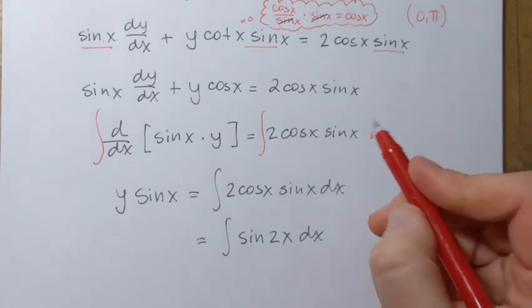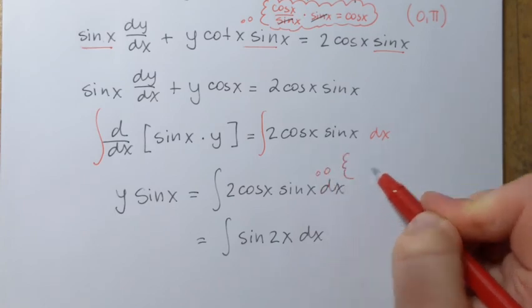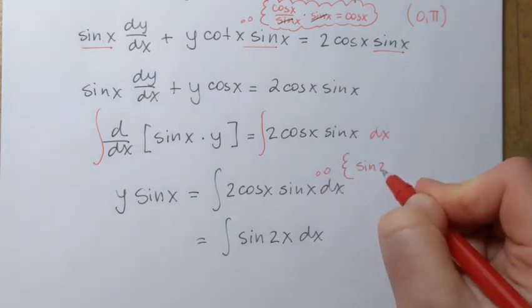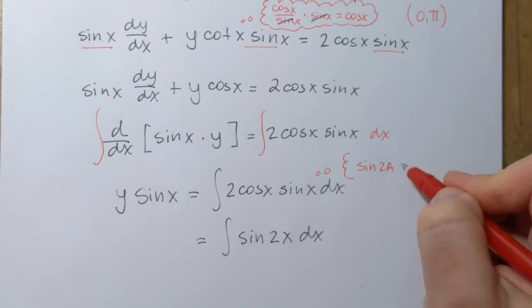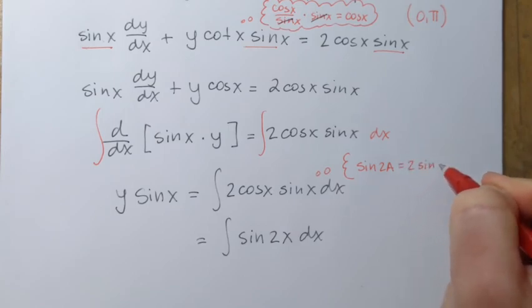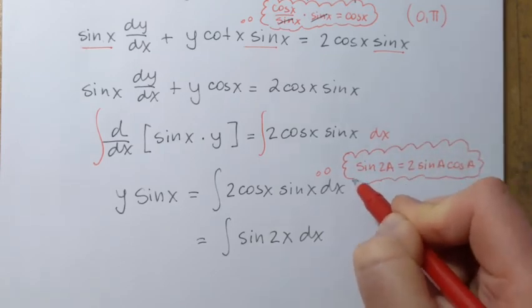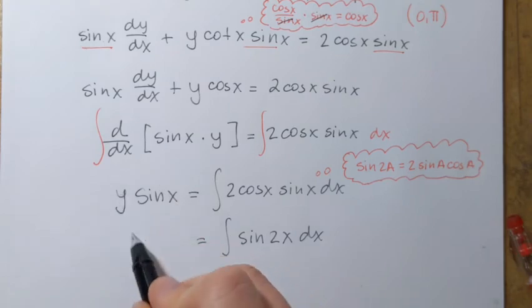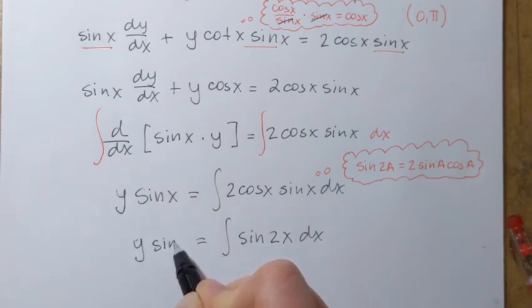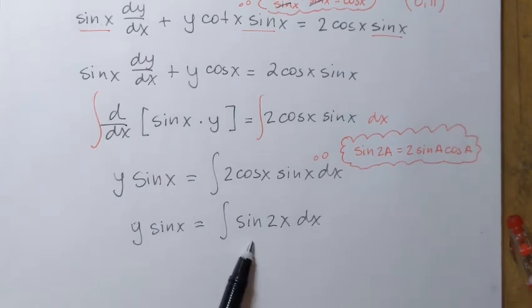The one I am thinking about here is the following. Sine of a double angle, I'll just say 2a, equals 2 sine a cosine of a. So that's the identity that I applied. Okay, the left hand side is y sine x, and now that's going to be easy to integrate.